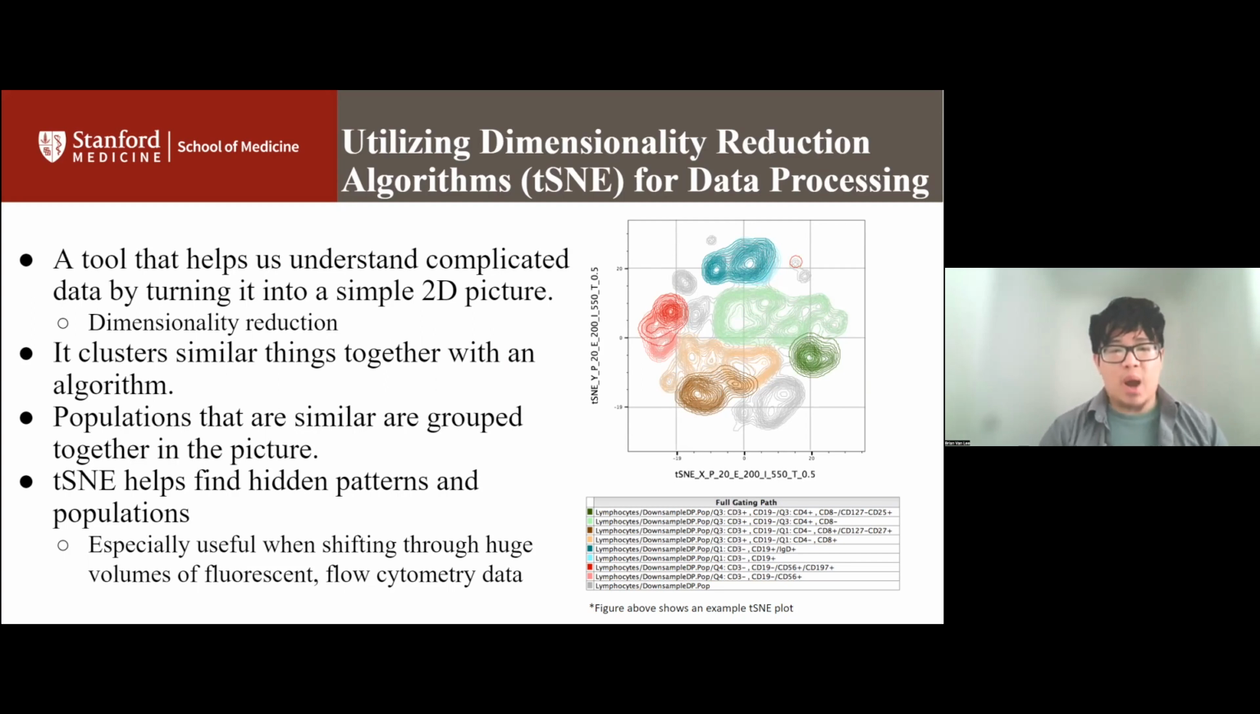And the idea is that two points that are close to each other on the plot exhibit similar fluorescent activity, right? And by doing so, populations are able to group together. That allows you to find hidden patterns in populations that you would not have been able to easily find without such a dimensionality reduction, right?